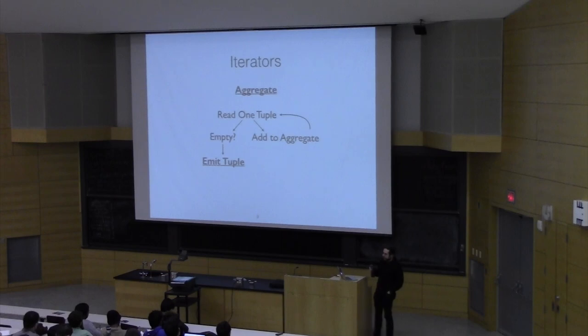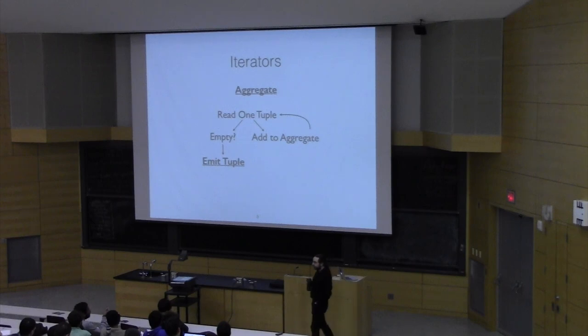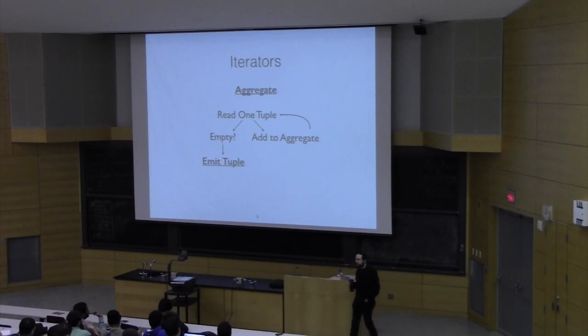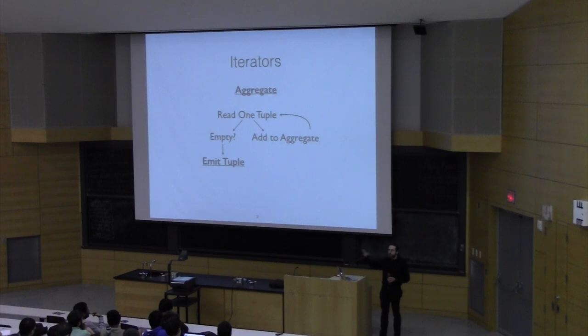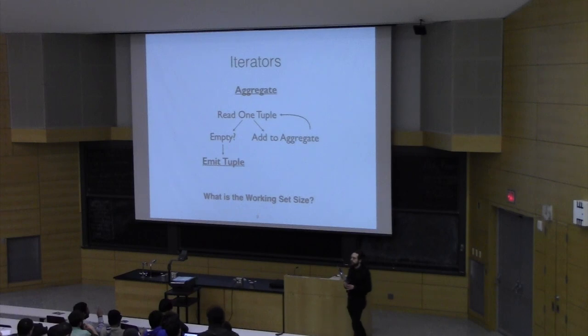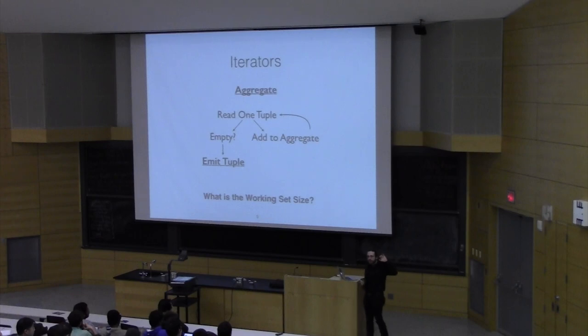So are there any questions on this idea of building folds? So the question is, how do you implement group by? I'll get to that in a few slides. But before, I have a question for you guys. As with all of these, what's the working set size? One tuple. It's whatever those variables are, whatever the state of my fold, that's the working set size.